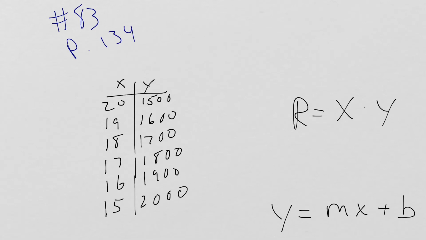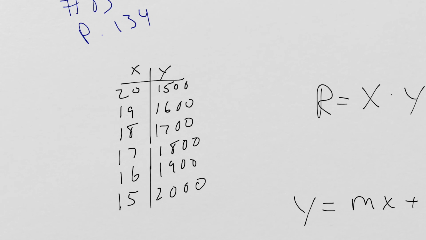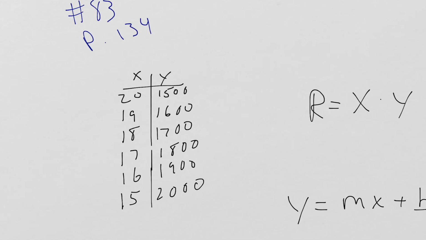All right, class. So this is number 83 on page 134. This was a pretty difficult problem for me, but I think it's just because I had to try and remember back from algebra how to come up with a line, and then once I figured that part out, it got easier. But I can imagine that we have some students struggling with this problem. So here, let's get right to it.